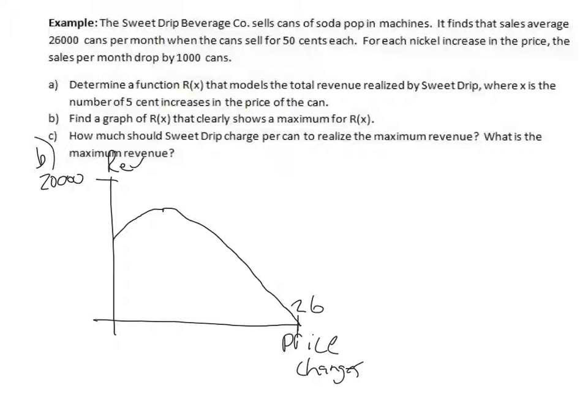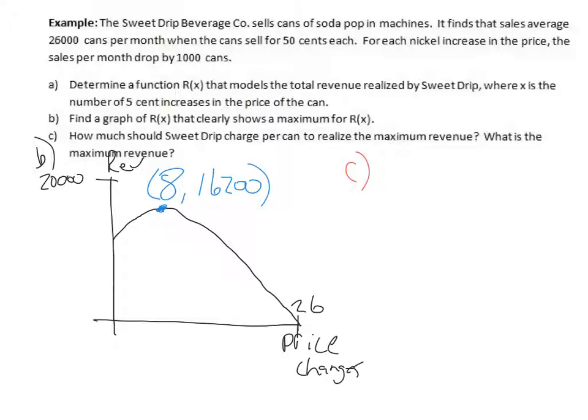Okay, but what we're trying to do in part C is figure out what they should charge per can to get that maximum revenue, and then also what the maximum revenue is. On your calculator, you hopefully know how to find that maximum value. That maximum value, if you calculate it, is 8, 16,200. Okay, so now we are able to answer part C.